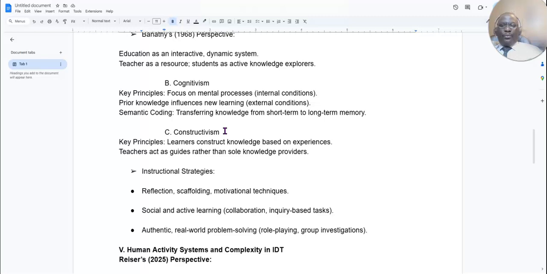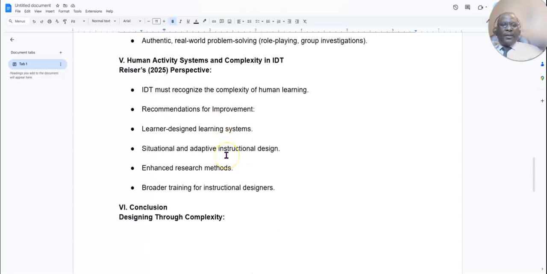This also helps in improving students' research, and by applying systems theory and constructivist principles, we can build flexible, real-world learning models that foster reflection and adaptability. Human activity systems and complexity in instructional design training. IDT must recognize the complexity of human learning. Recommendations for improvement: learner-designed learning systems, basically creating designs that are focused on learners while enhancing our research methods and providing broader training for instructional designers.